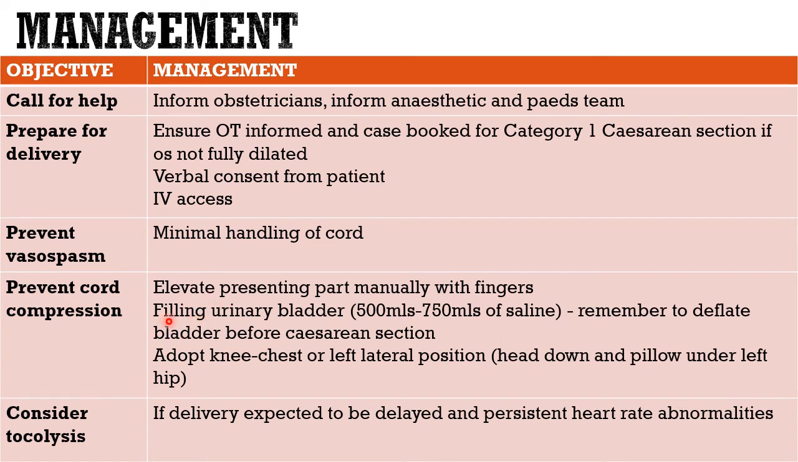And number 2, you can fill up the bladder. 500 cc is quite a lot already, but you have to remember to deflate the bladder before you cut the skin during cesarean section. Knee chest position or left lateral. Knee chest position, we will show you the picture in a while. And last but not least, you can also consider tocolysis. If you are in a district hospital where you cannot perform a cesarean section immediately and the patient is contracting, you need to send the patient, let's say from Sri Aman, which is 3 hours away from SGH, then for those kinds of patients you need to consider tocolysis.